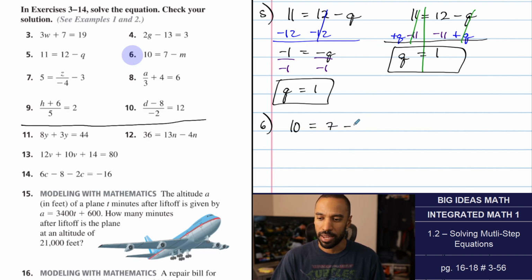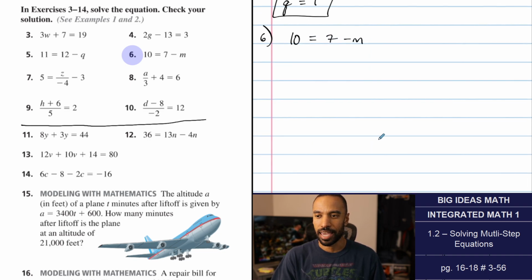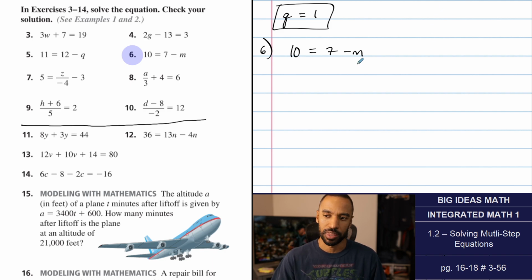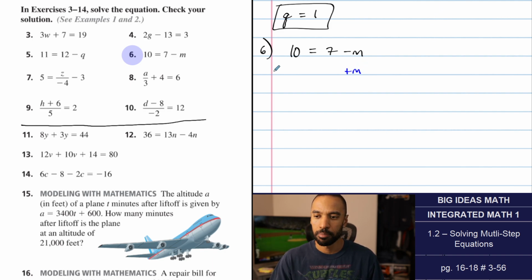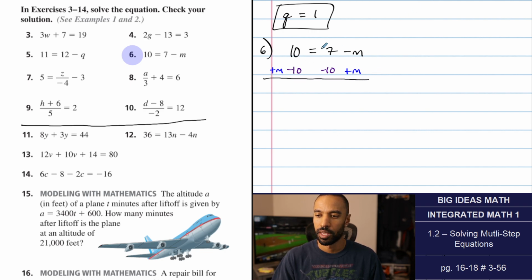10 equals 7 minus m. Let's go ahead and get that m term positive to begin with this time. Let's just do it once. Add m to both sides. Not that it conflicts with that 10, but in doing so, let's go ahead and subtract 10 from both sides at the same time. I hope that's okay. 10 minus 10 is 0, negative m plus m is 0, and you have a positive m on this side. 7 minus 10 is negative 3.